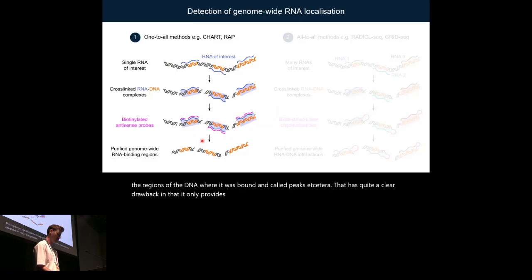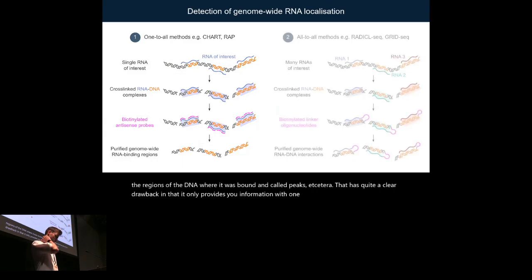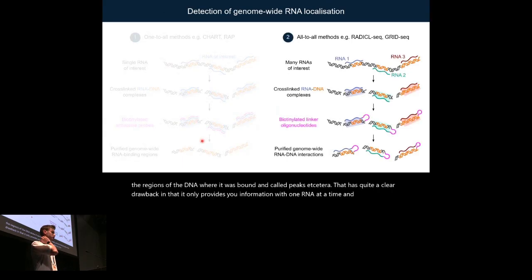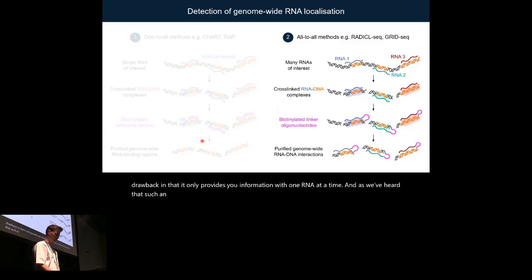And as we've heard, there's such an abundance of RNAs around that the field has switched predominantly now to all-to-all methods. And we heard a little bit about these yesterday afternoon from Lena Ma's talk. And these include methods like RADICL-seq and GRID-seq. And what this relies on is that you have many RNAs that you're interested in. Again, you cross-link those to the DNA sites that they're in localization with.